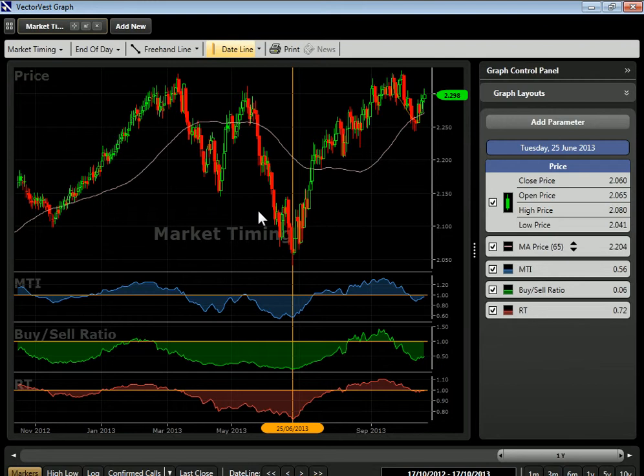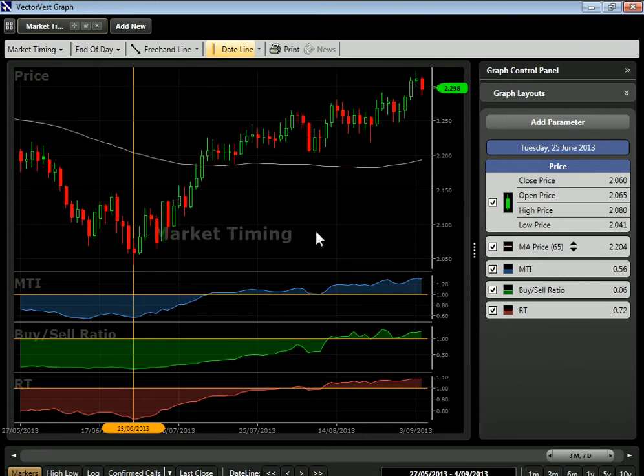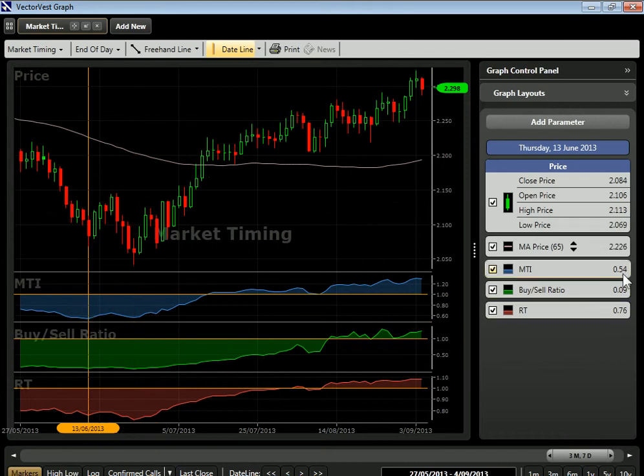If I zoom in around this area, it's harder to pick up now than it was actually on the prior graph, but price is continuing to work its way lower. And this is the price of the VVC for Australia, so it's the arithmetic average price of all the stocks. It's continuing to work its way to lower lows, right? Well, the market timing indicator is actually beginning to work its way higher. We're at a value of 0.54 on the scaling here at this low, and when we get to this low, we're at a value of 0.56.